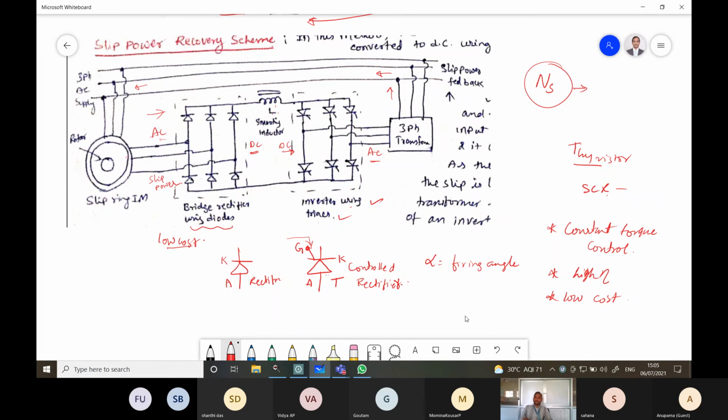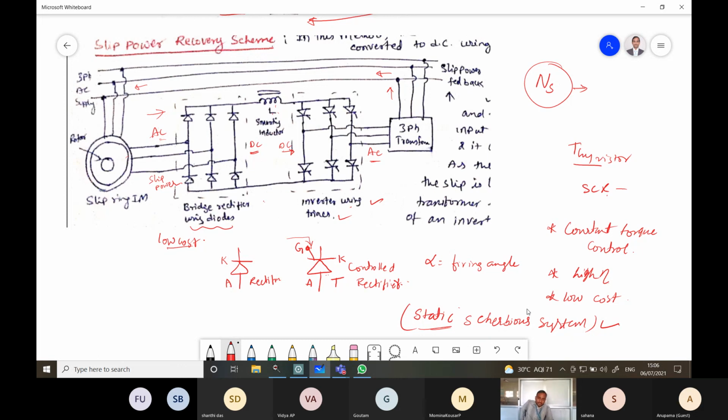It is also called the static Scherbius system. Because in this case, another rotating motor is not used, the entire speed control drive is stationary and only the motor is rotating. Hence it is called the static Scherbius system.